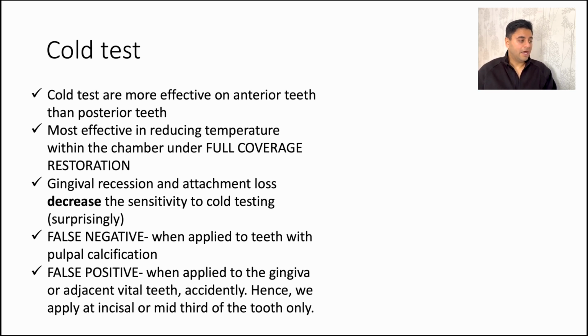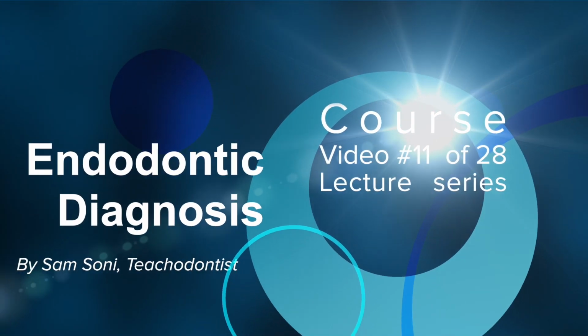Hence, we only apply it to the incisal or mid-third of the tooth. That's a common question asked in board exams. It is one of the options in one of the questions in the released set of NDEB questions, where the cold test is applied on the incisal edge or the middle third of the tooth only. We do not apply it to the gingiva of that tooth, otherwise we'll get a false positive. We do not apply it to the adjacent tooth or the mesial and proximal surface. Would I try to go interproximally and test it? No, you will touch the adjacent tooth and you might get a false positive. So that is about false positive and false negative using a cold test.